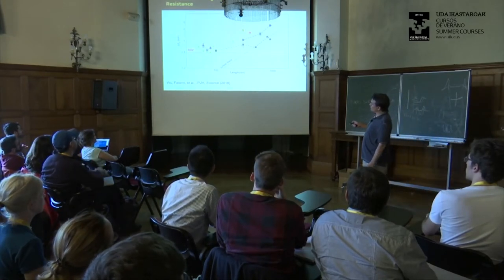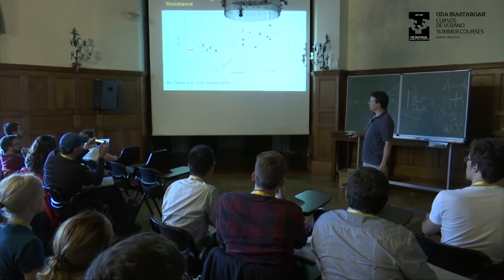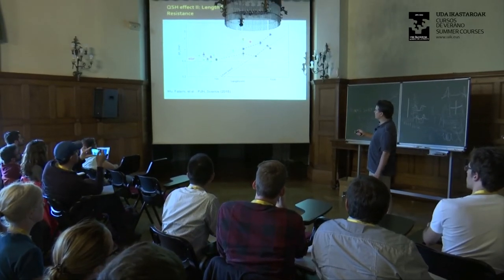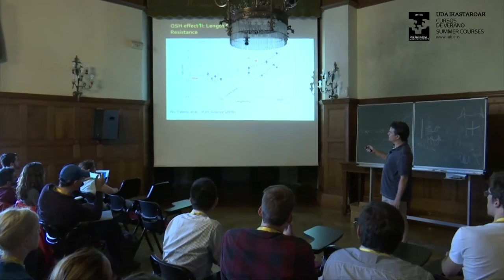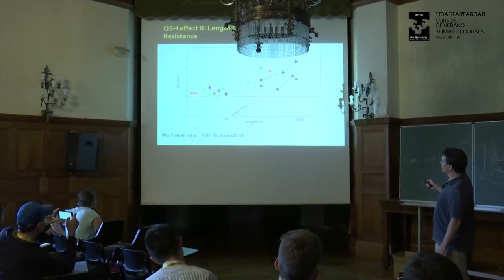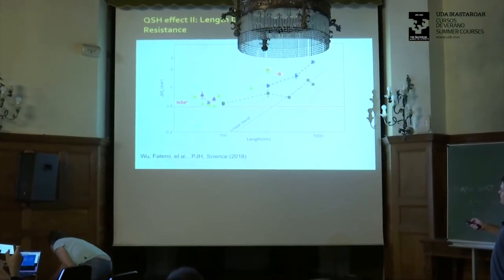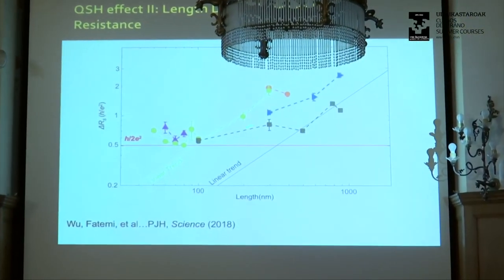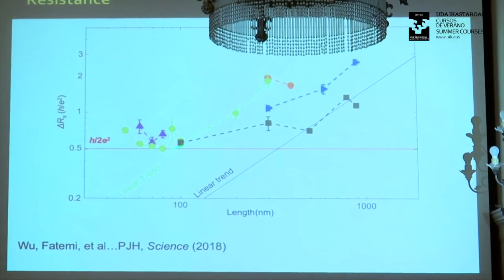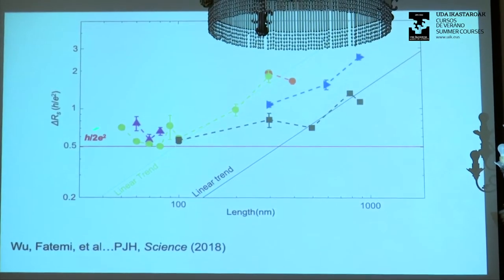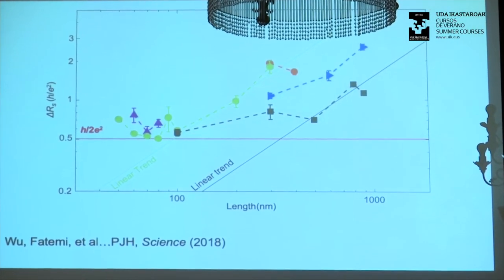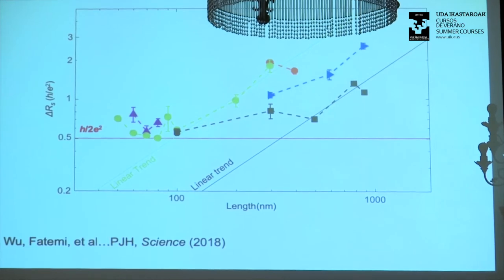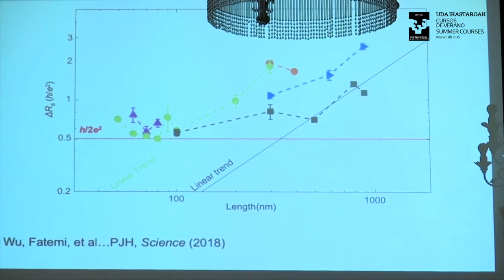So we look at the height of this step as a function of length, and this is in log scale. And what we see is that for very long devices, the resistance step is actually higher than h over 2e squared, but as you go towards shorter and shorter lengths, it seems to saturate, and more importantly, not go to the other side of this red line, okay? Amazingly, this type of length dependence study has not been done for other quantum spin Hall insulators.